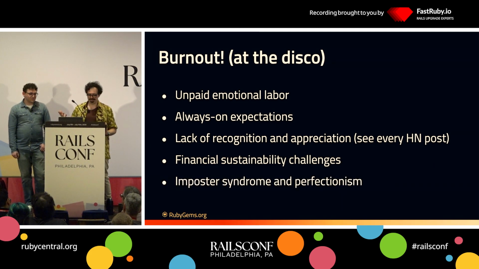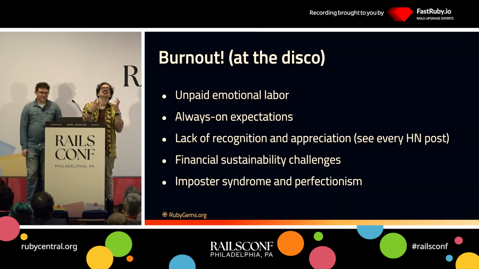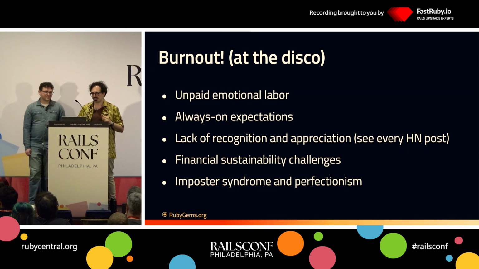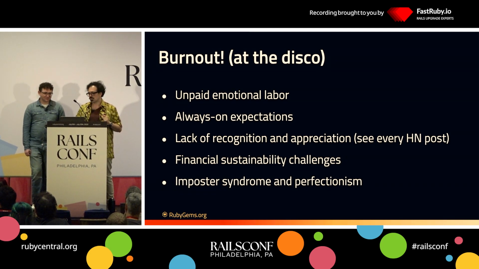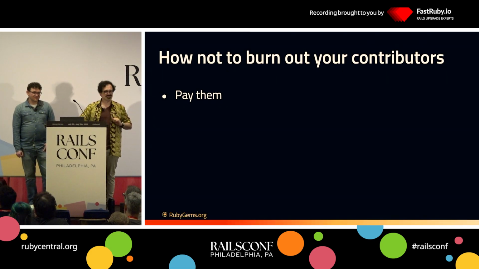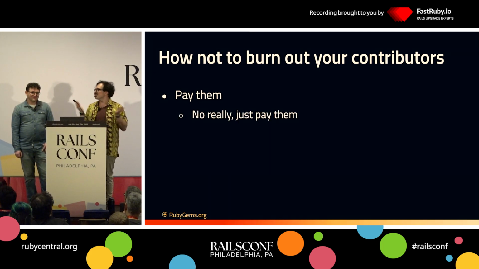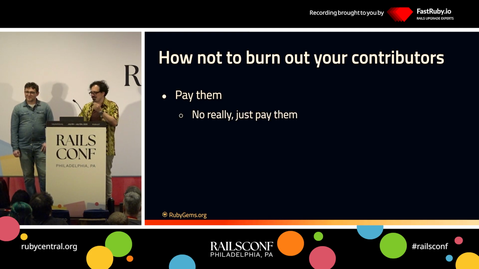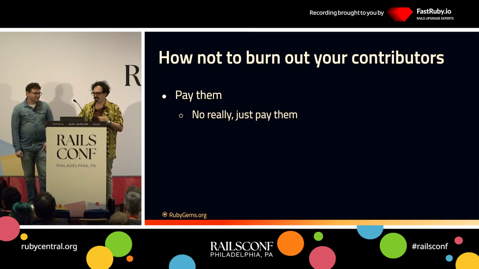And imposter syndrome and perfectionism, making sure that this thing is the most perfect thing. It never will be, and I think that's always going to be a problem, no matter what project you're on. So how do we not do any of that? Number one is just pay people to work on a project. No, really, just pay them. You can pay people. It's an incredible thought to make sure that they are involved and there's accountability, and that's, I think, really important.